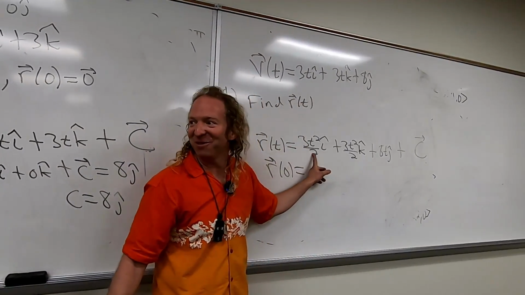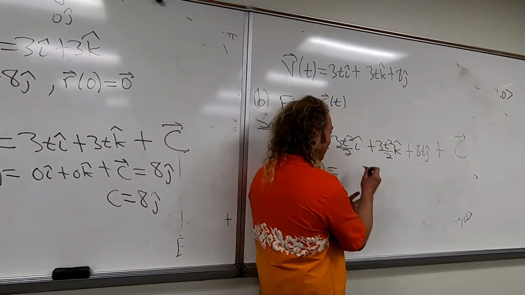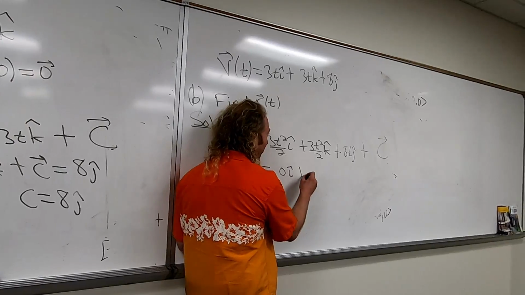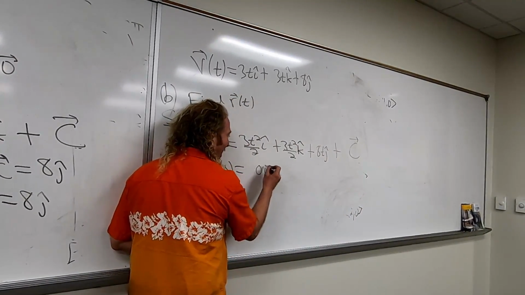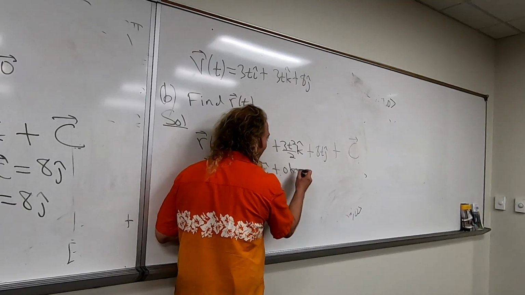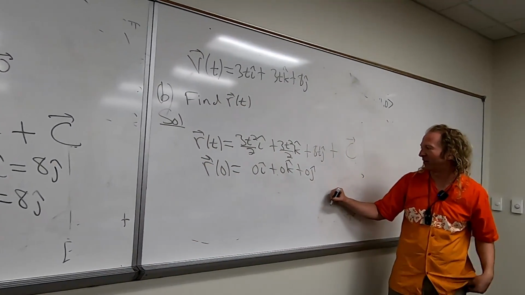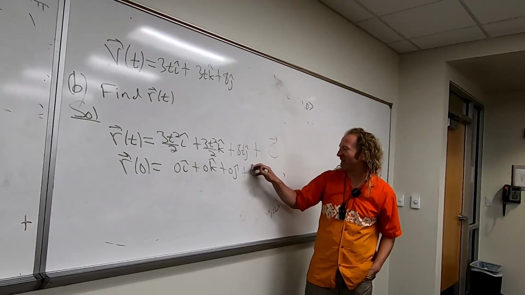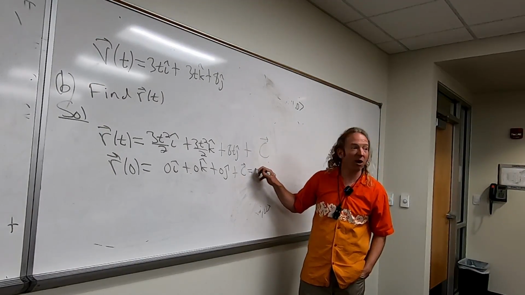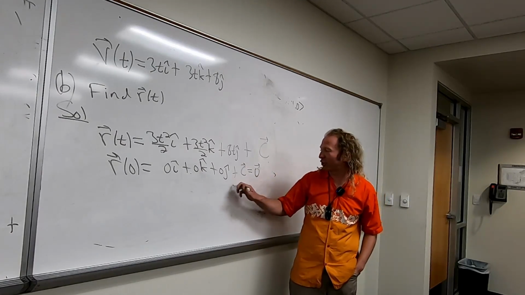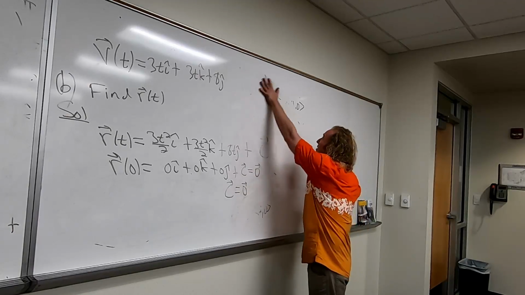Oh, look, they're all going to be 0, right? You already know it's 0, but I'll write it anyways. 0 i plus 0 k plus 0 j, plus C equals what? It equals 0. So what's C going to be? 0. It's the 0 vector.